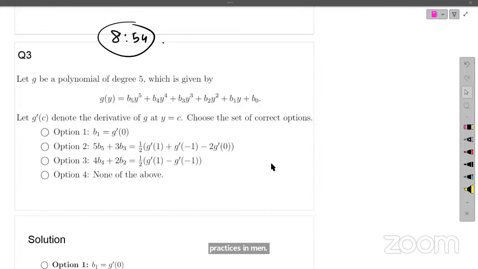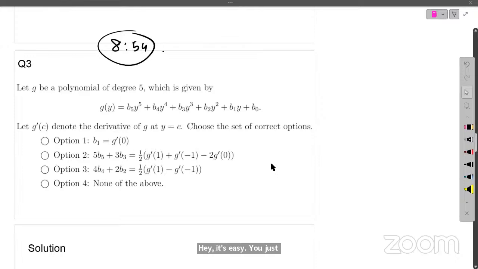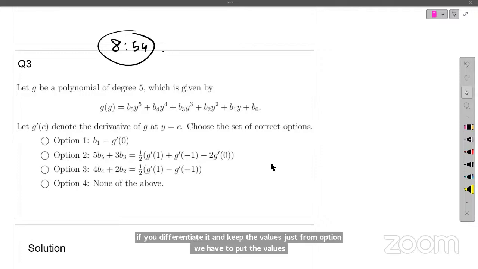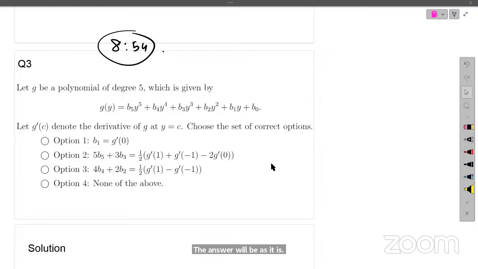It's easy. You just have to differentiate it and put the values, just from the options we have to put the values and the answer will come. I mean, there is no concept here. You know the derivative, you just differentiate.